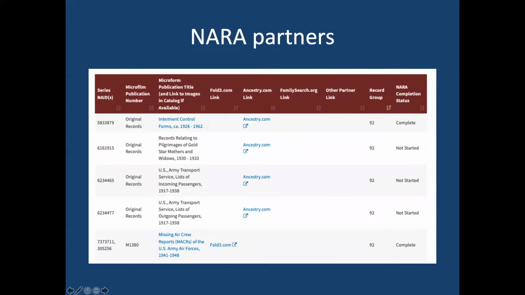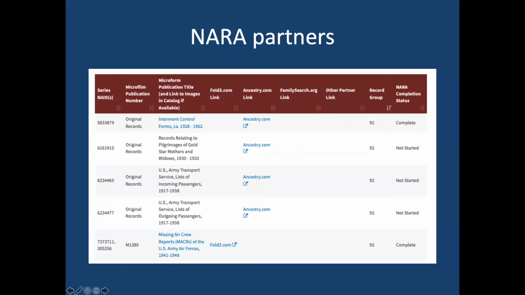If you go out to archives.gov and you type in the search parameter partners, that will get you to a screen that will allow you to select by record group. And again, this is Record Group 92. So I've selected all the Record Group 92 items to look at them. Notice that it says complete, not started, not started, not started, complete. The truth of the matter is the Army Transport Service lists of incoming and outgoing passengers are not only started, but they are complete and available on Ancestry.